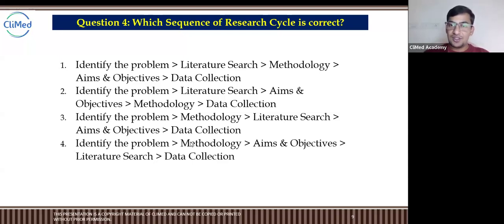Two. Okay, two. Somebody is telling four. So you are telling me the right answer. The sequence of the research cycle is: first you identify the problem, then you search the literature, then aims and objectives, then you find or develop the methodology, and then data collection.